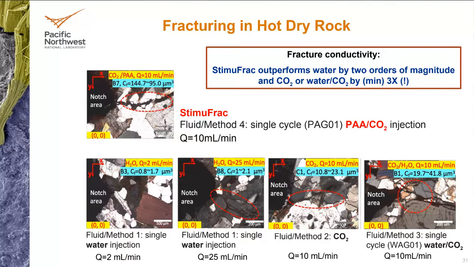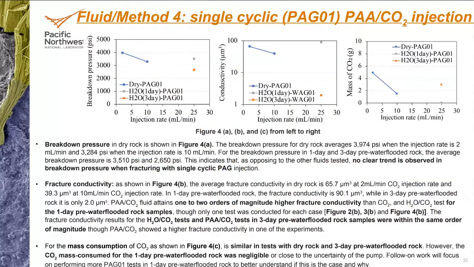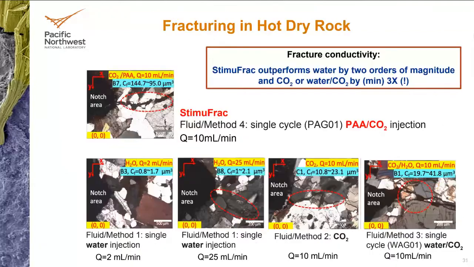compared to CO2. But when we use the polymer solution with CO2, the fracture aperture is significantly higher, and it's independent, and this is very important, independent of the flow rate, the injection rate. We can use 2 milliliters per minute here. We can use 10 milliliters per minute. We can use 25 milliliters per minute. And the fracture apertures are significantly higher than the other fluids. So we do see that polymer solution reaction with CO2 generates more conductive fractures than water, independent of the flow rate, CO2, or water CO2.